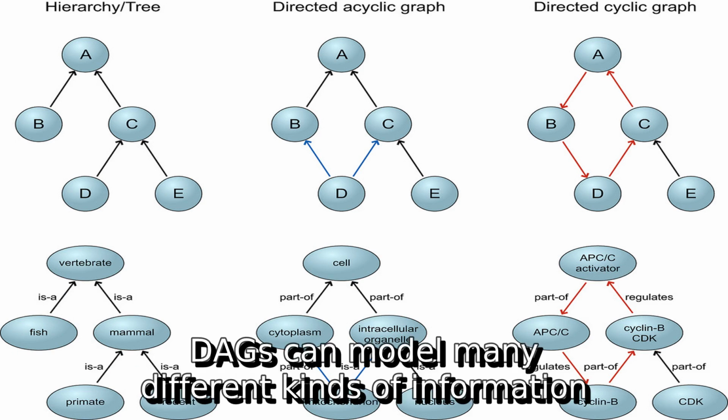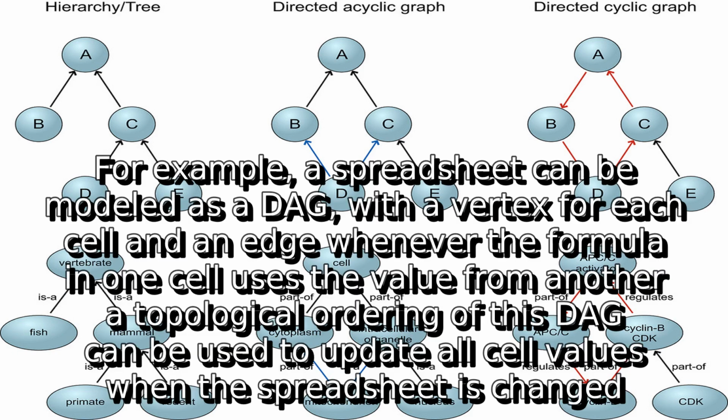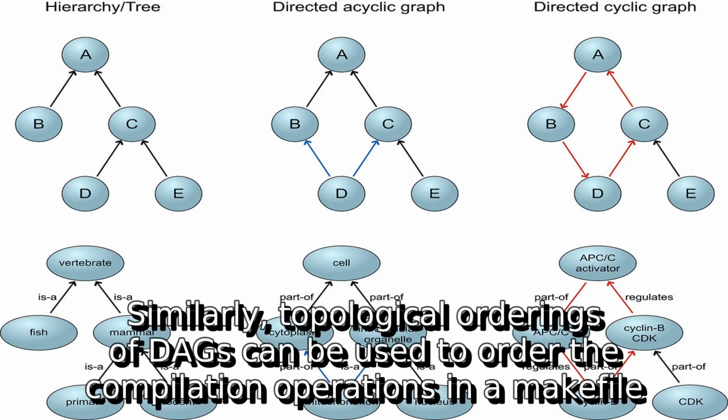DAGs can model many different kinds of information. For example, a spreadsheet can be modeled as a DAG, with a vertex for each cell and an edge whenever the formula in one cell uses the value from another. A topological ordering of this DAG can be used to update all cell values when the spreadsheet is changed. Similarly, topological orderings of DAGs can be used to order the compilation operations in a makefile.